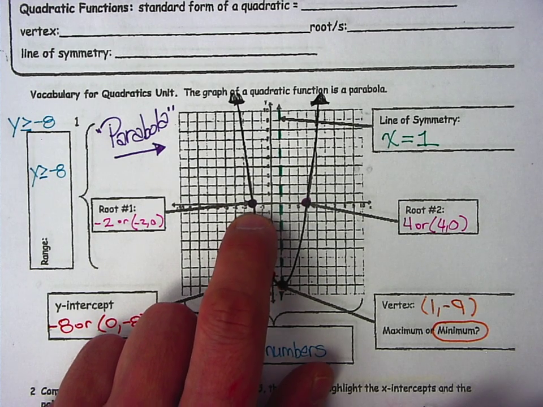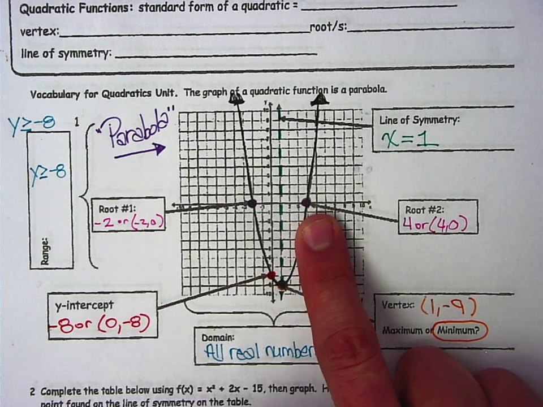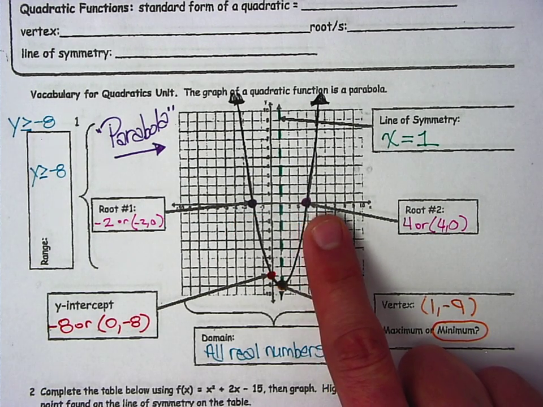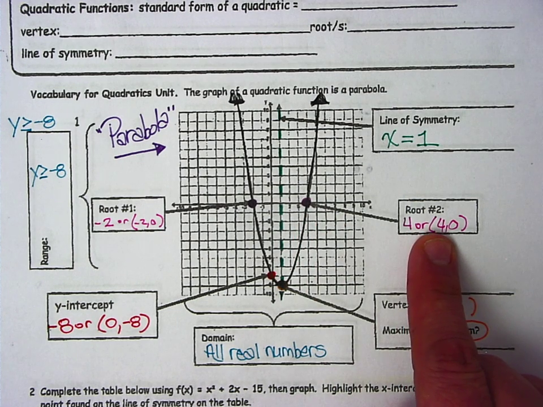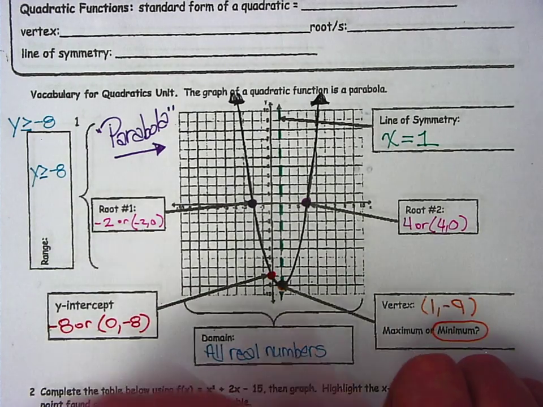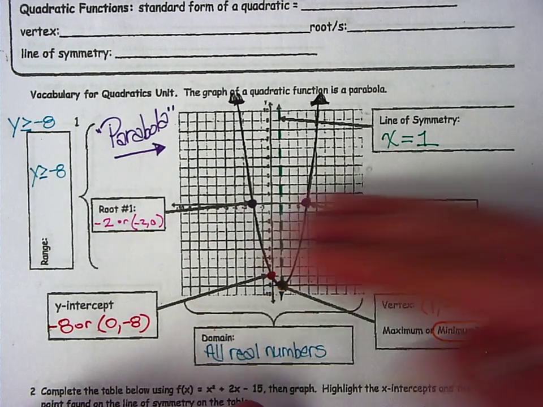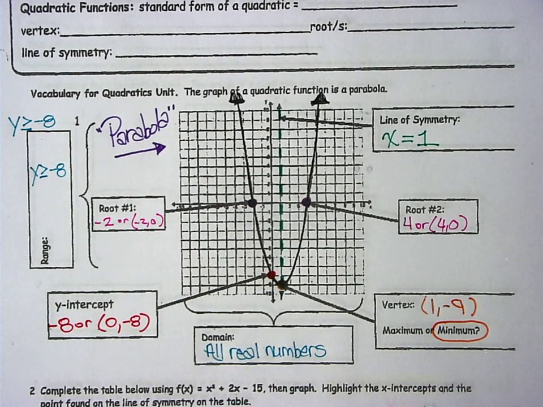Parabolas generally have 2 roots. In this case, we have the one over here on the positive side, at x equals +4, or the coordinates (4, 0). Now, the roots don't always have to be negative and then positive. They can be both negative or both positive, depending on where your parabola is located in your coordinate plane. But this is just the general idea.